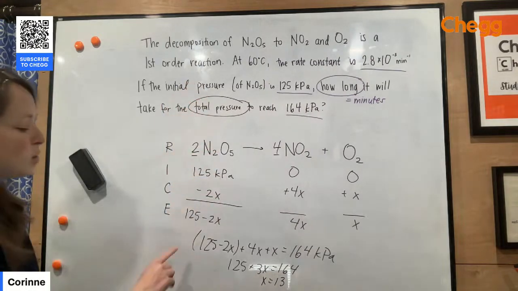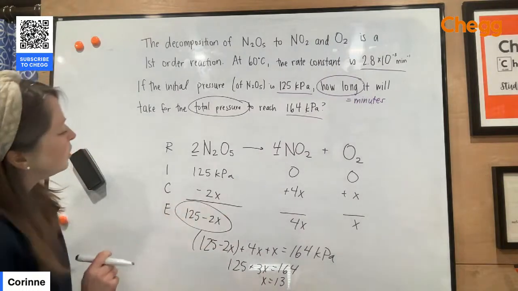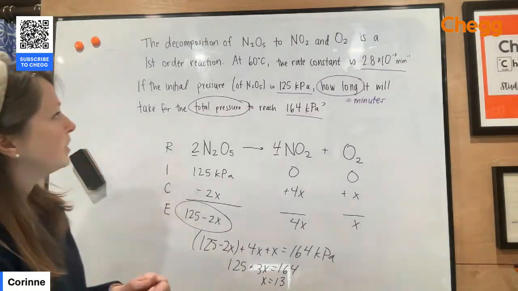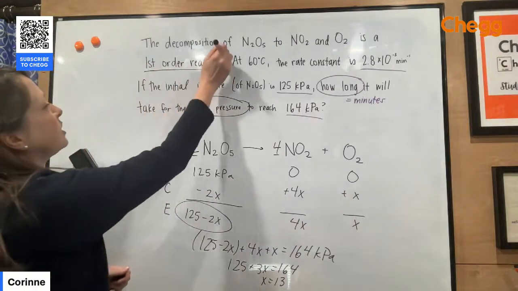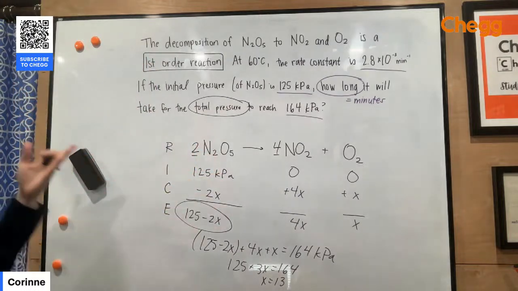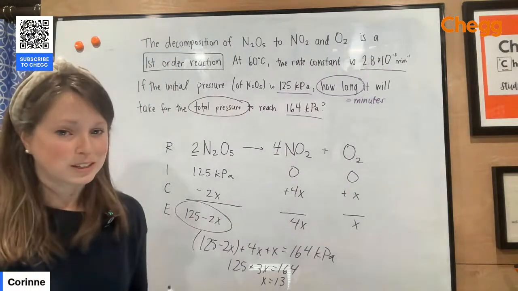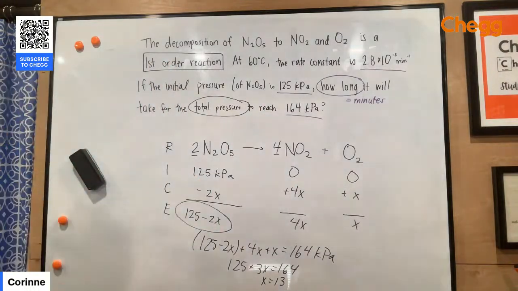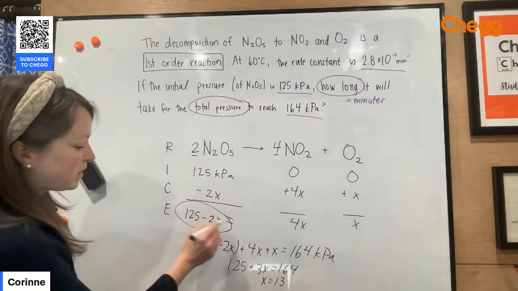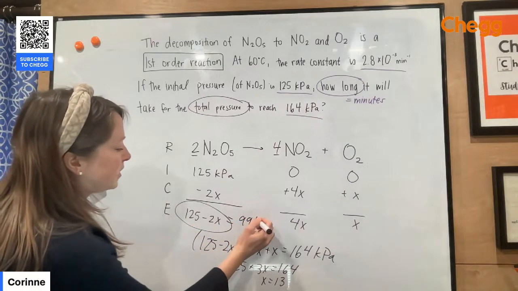So far what we have done is we have solved for x. This is important because I want to figure out what my final pressure of that N2O5 is. Why? Because this is a first order reaction with respect to that single reactant, right? So the whole rate is going to be based on this. So I'm going to use the rate law to then solve for the time using my rate constant. All right, so let's just figure out what that's going to be. 125 minus 2 times 13, that's 26. This is going to be equal to 99 kPa.